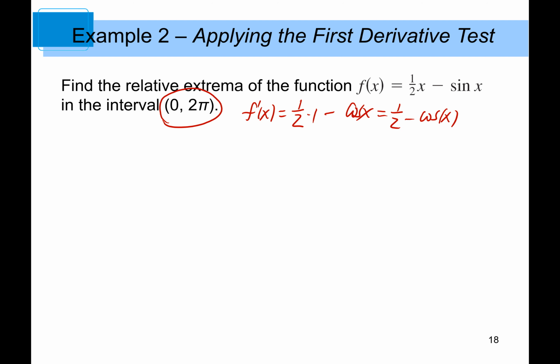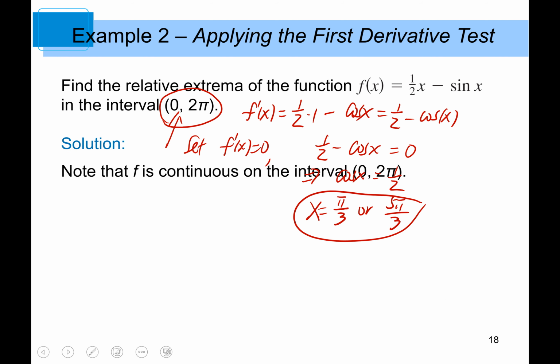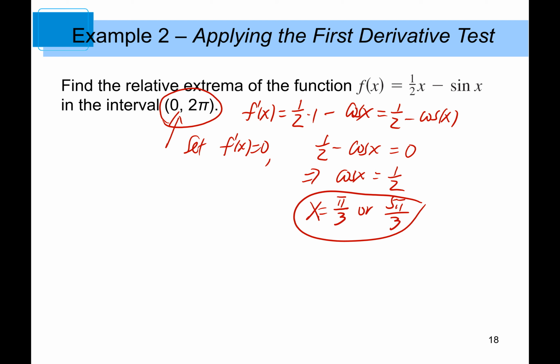Now we're going to set the derivative equals 0, which means half minus cosine x equals 0. So that tells us cosine x equals half. And between 0 and 2 pi, the x value is either equal to pi over 3 or 5 pi over 3. So basically we get two critical numbers in this particular predetermined domain. Now next step, we just have to create a table, right? And perform a test.